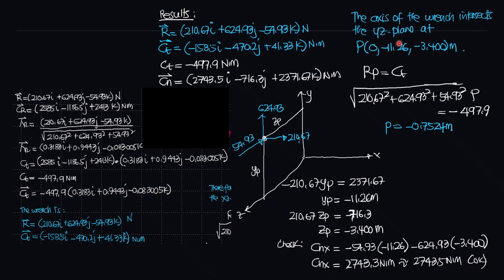Then the axis of the wrench intersects the YZ plane at point P. Imagine that's point P. X is 0, YP is negative 11.26, and Z sub P is negative 3.400 meters. Then for the pitch, the resultant force magnitude times pitch equals C sub T, which is negative 497.9. So we obtain P equal to negative 0.7524 meter. So that's it for this problem 3.